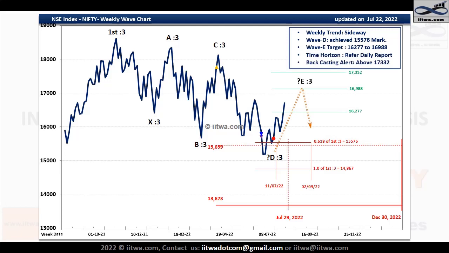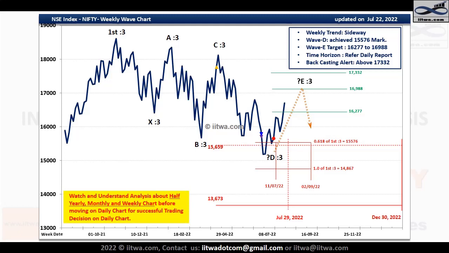Next, we need to analyze the daily chart and find out what is tradable there with the next event. But before that, with the coming session, watch and understand the previous half yearly, monthly and weekly charts. See the videos again and again so you can understand the next tradable daily chart easily.